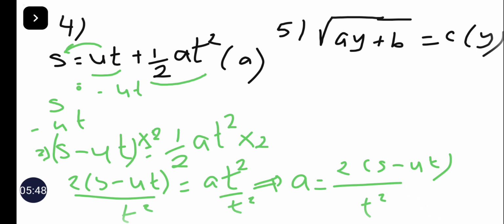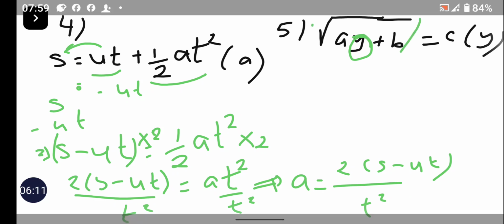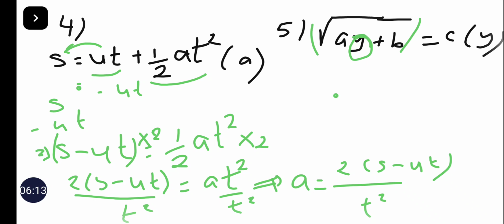Yes, we have the fifth example here, to make Y the subject. We have situations whereby we have the square root. Since what we are making the subject is inside and under the square root, the square root must be removed. And to remove the square root, what do we do? We square both sides, square there, square there. So to remove the square root is simply squaring both sides.